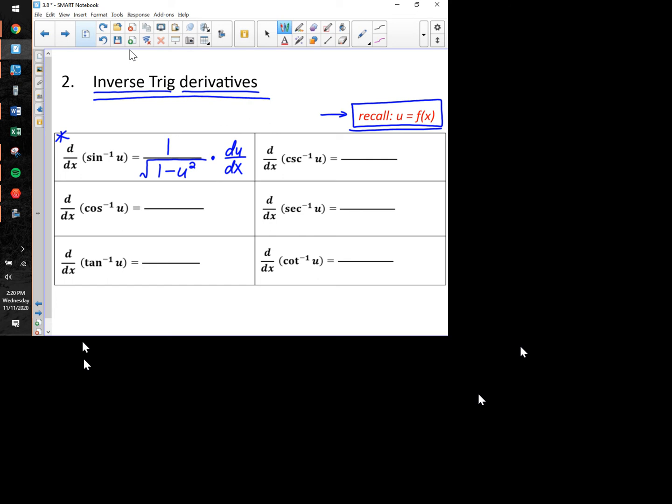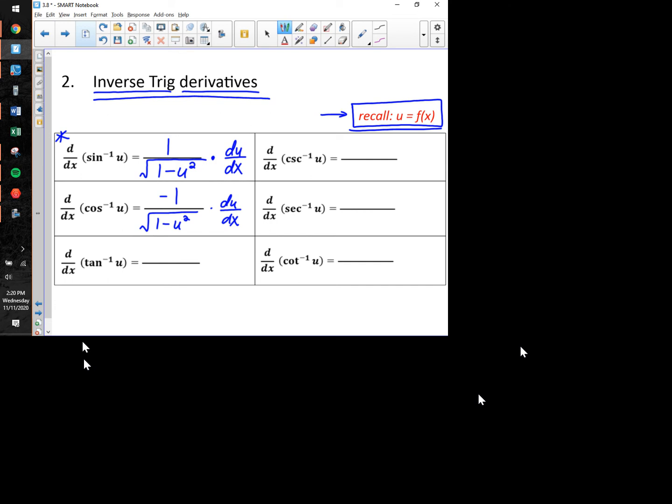Good news, everybody. The derivative of inverse cosine of u is almost identical to what we just wrote down. It just is the opposite. So this is going to be a negative 1 over the square root of 1 minus u squared multiplied now by a du dx with the chain rule right there. Okay, we're in good shape.